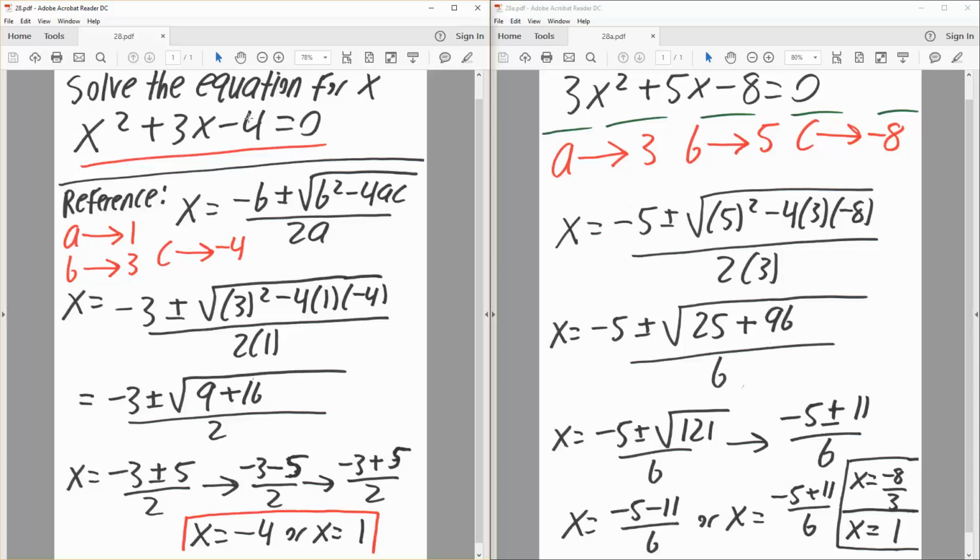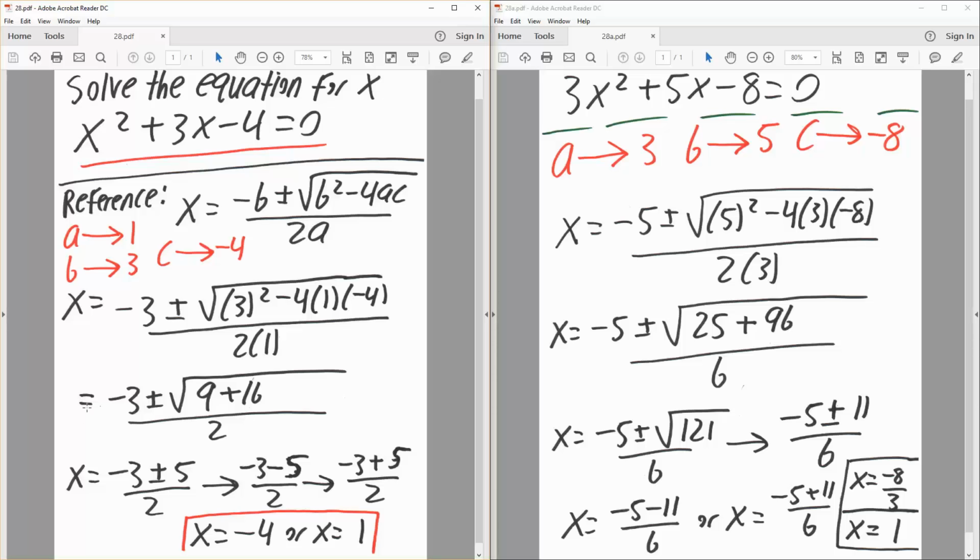And so in order to solve for x, we simply plug it into this formula. So x is equal to minus b, so minus 3, plus or minus the square root of b squared, 3 squared, minus 4 times a is 1, times c is negative 4, divided by 2 times a, 2 times 1.